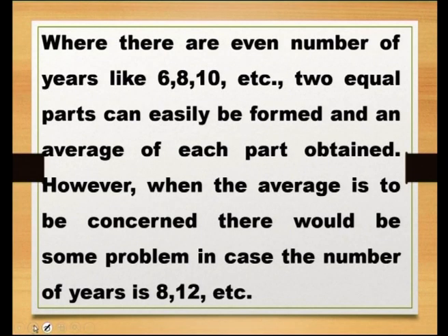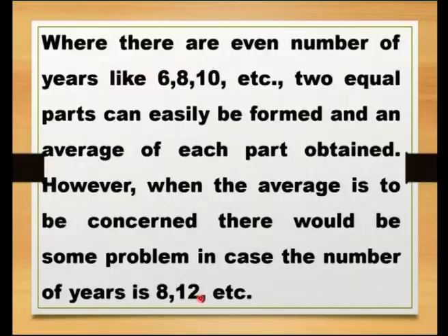Now, this illustration was for 7 years. 7 is an odd number. Now, when there is an even number of years, like 6 years or 8 different years given, 2 equal parts can easily be formed and an average of each part is obtained. However, when the average is concerned, there would be some problem in case the number of years is 8 or 12, etc., because when the number of years is 8, you will divide the years as the first 4 years and the last 4 years.